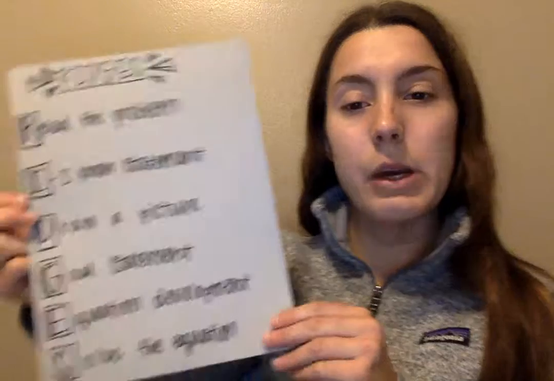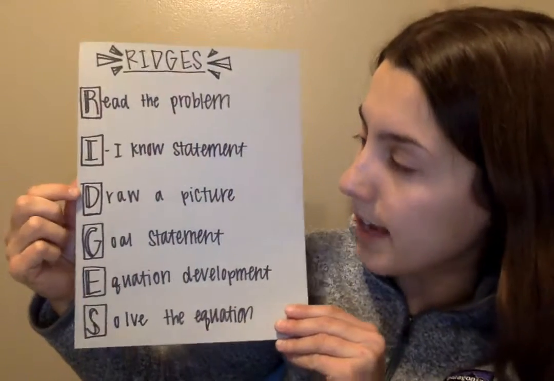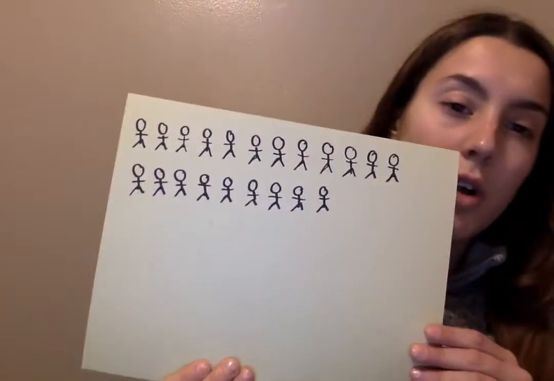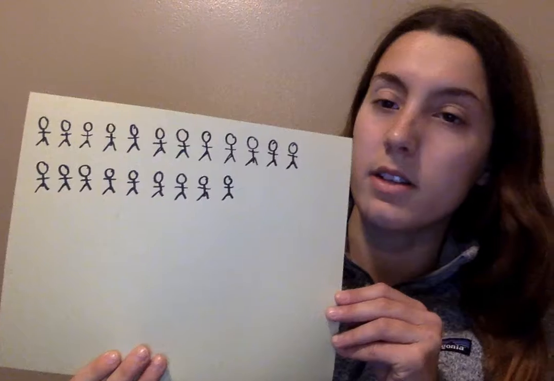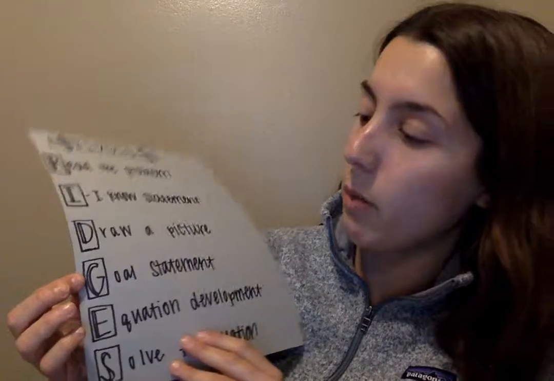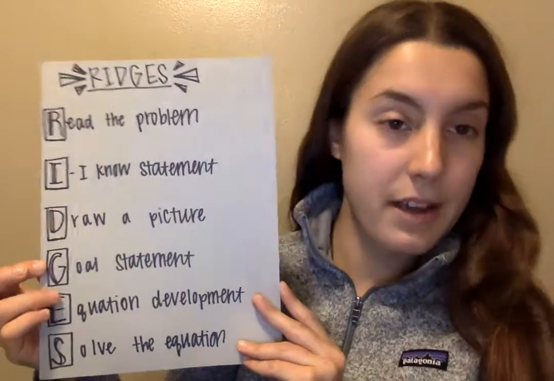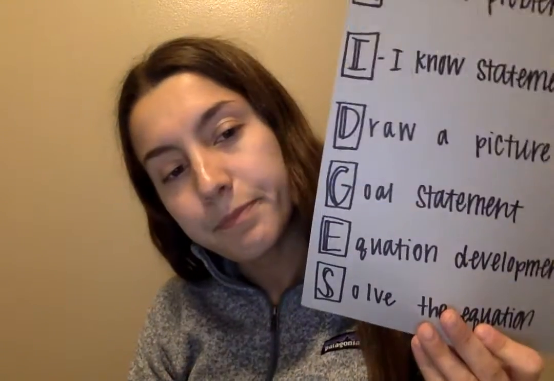So following the I know statement, I'm going to move on to the next step, draw a picture. I have 21 people drawn because there are 19 students and 2 adults, which is 21 people total. Now I'm going to move on to the goal statement. For the goal statement, we are trying to find how many vans we need total. So we are going to then look at equation development.